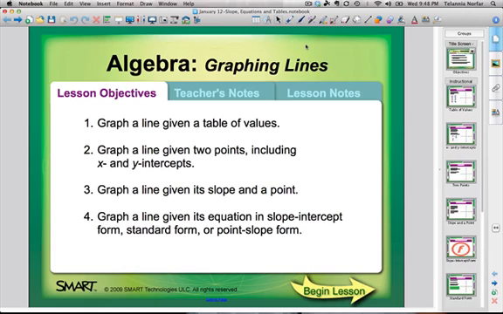Today we wrap up our understanding of preparing for the EOI and looking at graphs of lines. Today we're going to consolidate all of our learning and look at graphing a line given a table of values, graphing a line given 2 points, including x and y intercepts, graphing a line given its slope and a point, and graphing a line given its equation, whether it be in slope-intercept form or standard form. Let's get started.